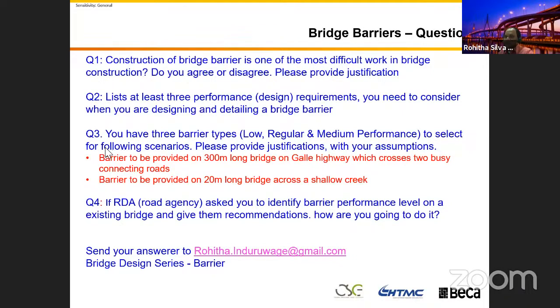To select for the following scenarios, please provide justification with your assumption. A barrier to be provided on a 300-meter long bridge on Gold Highway. This is a hypothetical, okay? I just put Gold Highway for you to get that feeling, which crosses two busy connecting roads. This looks like the pictures you saw before. And a barrier to be provided on a 20-meter long bridge we are putting across a shallow creek. So I want you to select the barrier. You can select any barrier, so you can justify your answer.